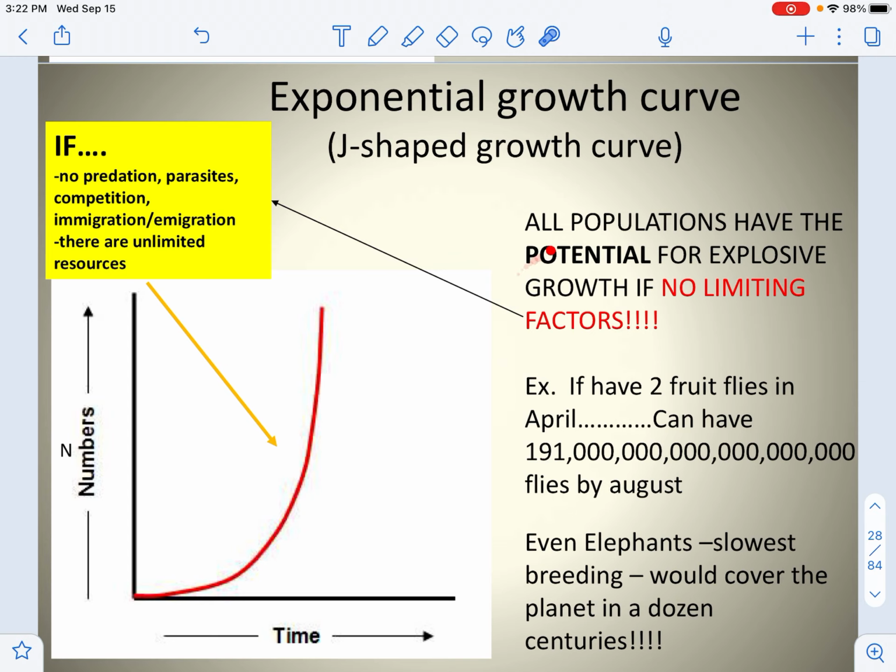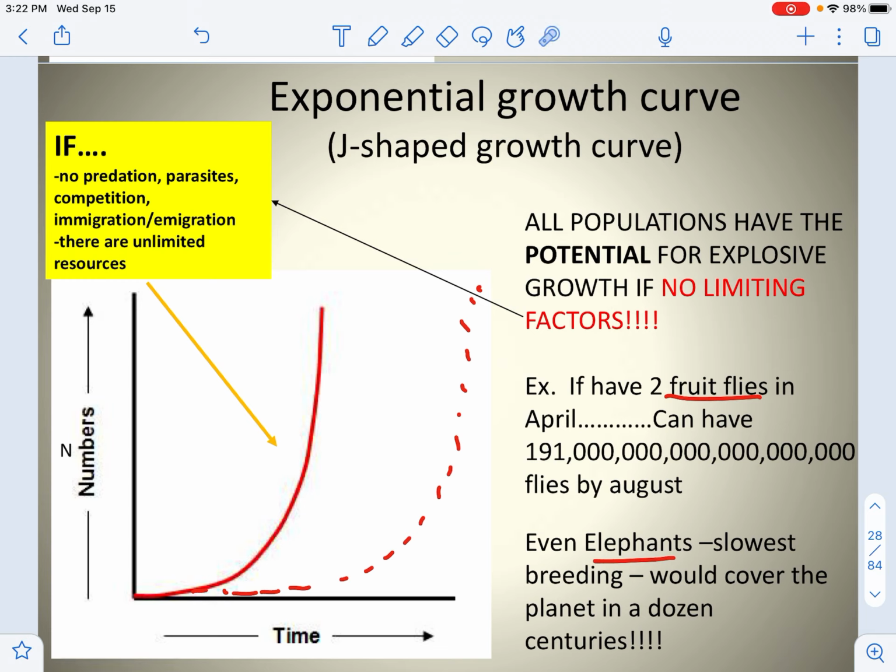All populations have the potential to grow exponentially. As an example, I'm going to talk about fruit flies versus elephants here. Fruit flies and elephants have different rates of increase, but both would eventually show an exponential growth curve, just with a lower rate for one of them.